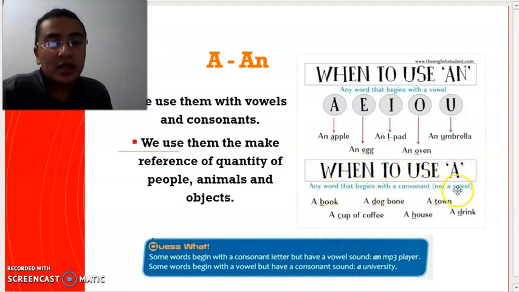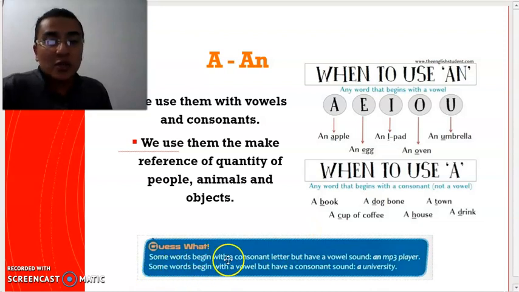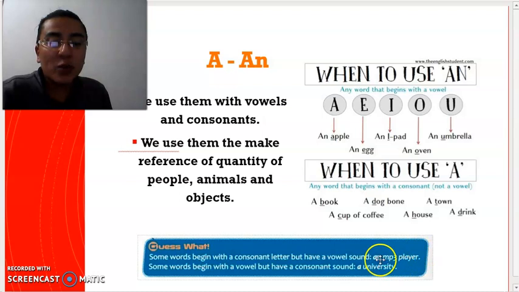Now, for the alphabet, right? Any word that begins with a consonant, not a vowel. For example, a book, which is the letter B, a cup of coffee, a dog bone, a house, a town, or a drink. Now, be careful. There are some exceptions to this rule. Some words begin with the consonant letter but have a vowel sound. So, for example, M, right? MP3 player, it is supposed to be with A. However, since the first letter has a vowel sound, we have to say N.